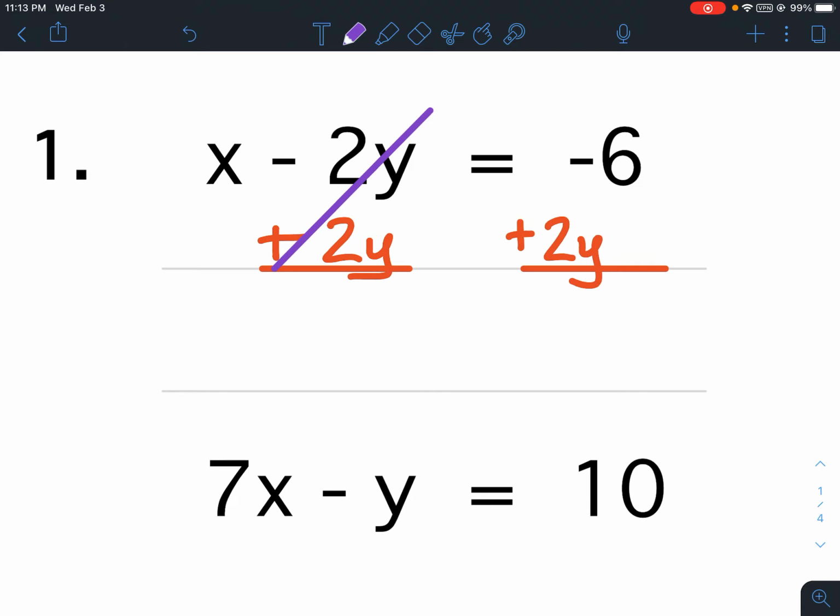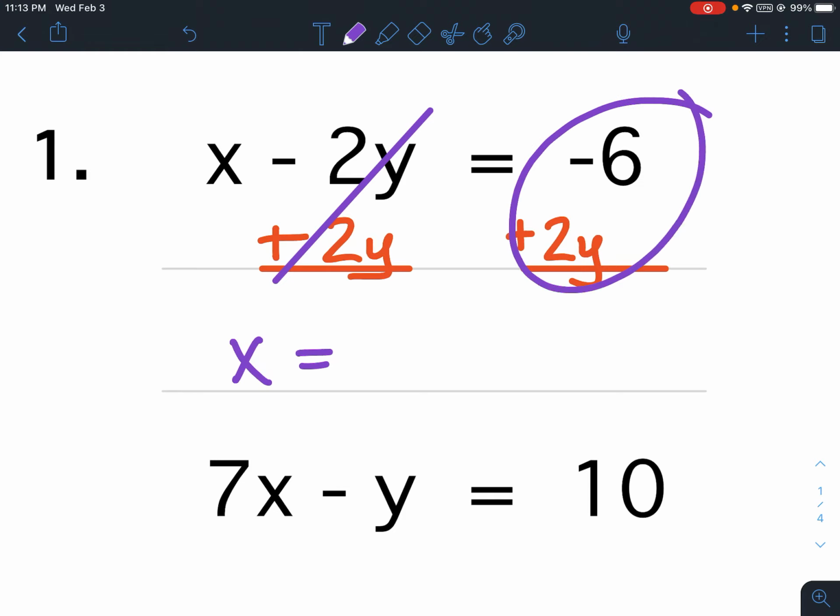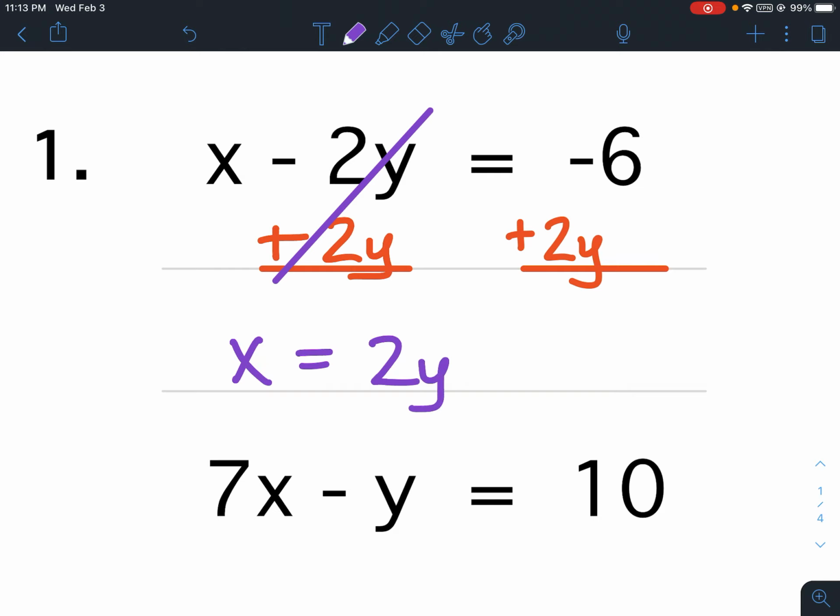So I'll cancel the y terms on there. Bring down the x equals. These are not like terms. I do not combine them. I simply bring down my variable term, and then I bring down the constant term. So x equals 2y minus 6.